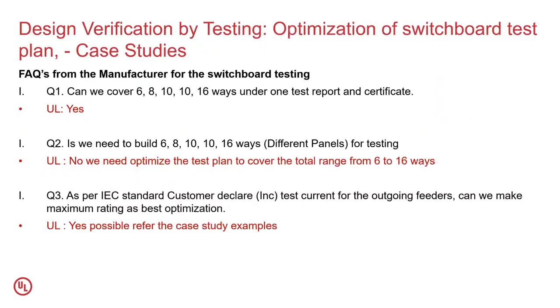Now, there are many other questions also we'll discuss now. FAQs. Under the switchboard, can we cover 6 ways, 8 ways, 10 ways, 16 ways under one test report and certificate? Yes, possible. The next question is, then do we need to build 6-way, 8-way, 10-way, 16-way different panels for testing? No, it is not required. Optimize the test plan to cover the total range of 6 to 16-way. Okay, but how to optimize? You have to contact UL. We can provide you optimization of the test plan.